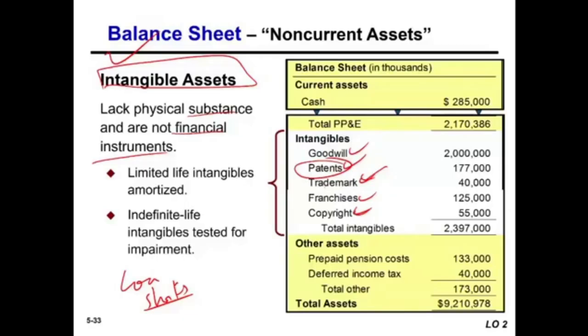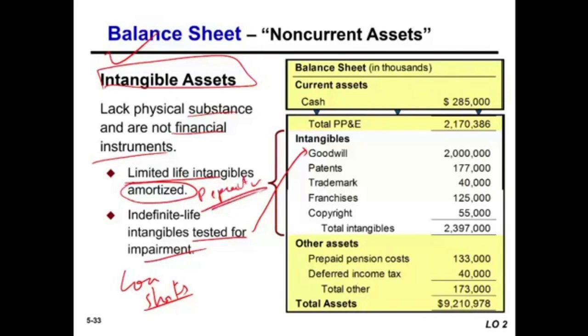We're going to see later that certain intangibles have limited life and others will have unlimited life. And when you have unlimited life for an asset, you will test it for impairment. For example, goodwill has an unlimited life, okay? And limited life you amortize. Amortize is the same thing as depreciation, but it's for intangible assets. You don't depreciate intangible assets, you amortize intangible assets.